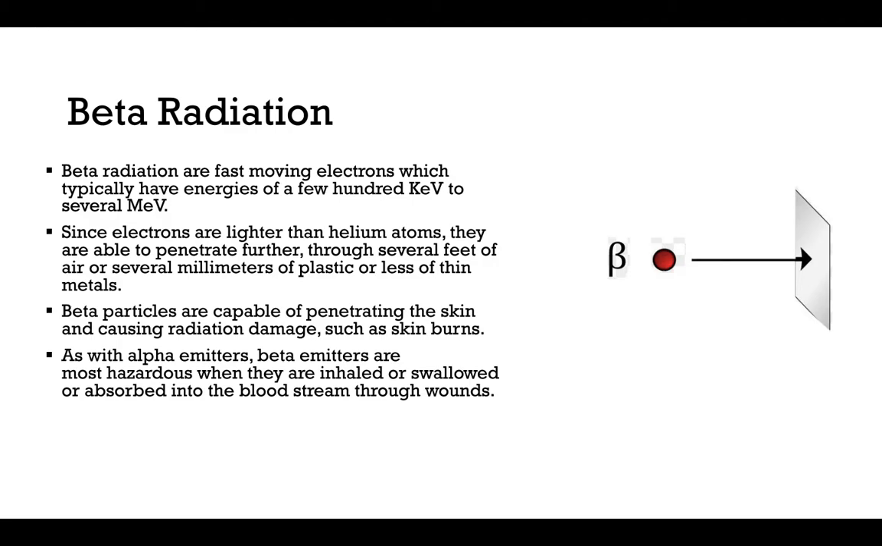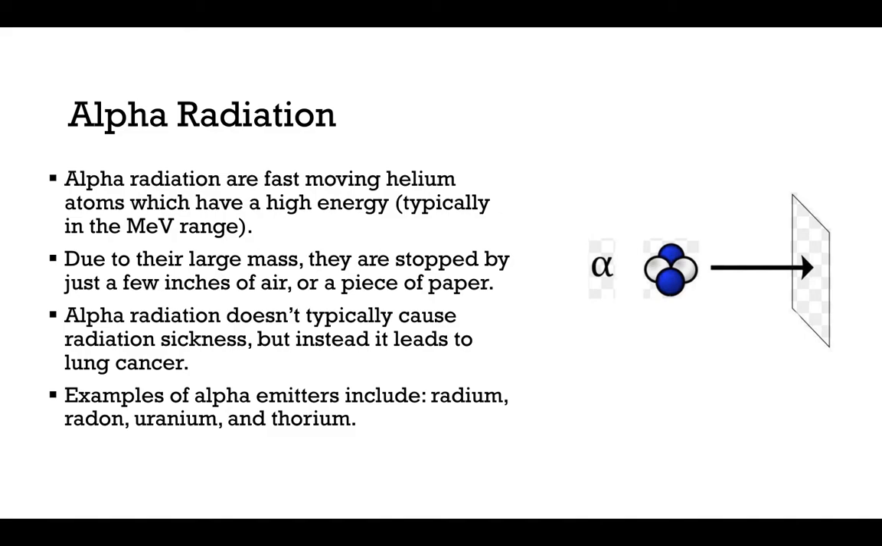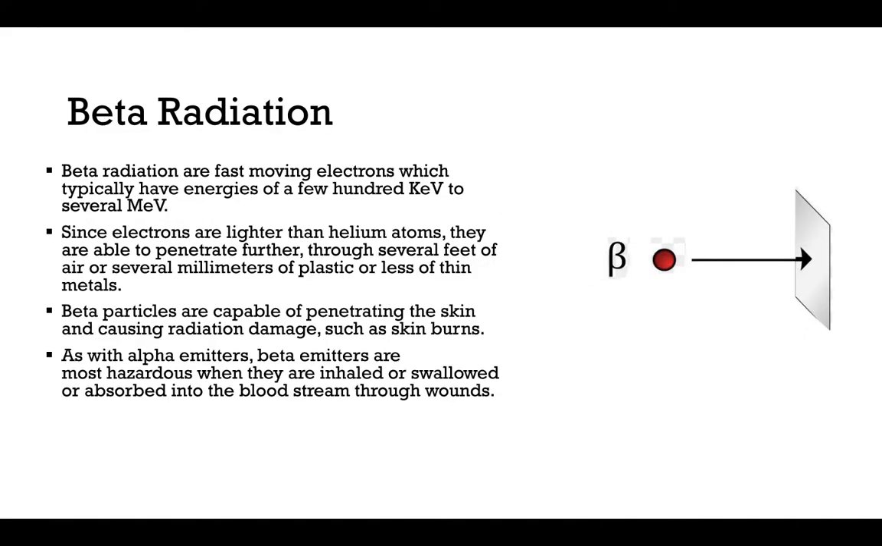The beta particles are capable of penetrating the skin and causing radiation damage, such as skin burns. So basically, the beta radiation is clearly more dangerous than the alpha radiation. As with alpha emitters, beta emitters are more hazardous when they are inhaled, swallowed, or absorbed into the bloodstream through wounds. The beta emitters are also dangerous. Beta radiation is, in conclusion, more dangerous than the alpha radiation.